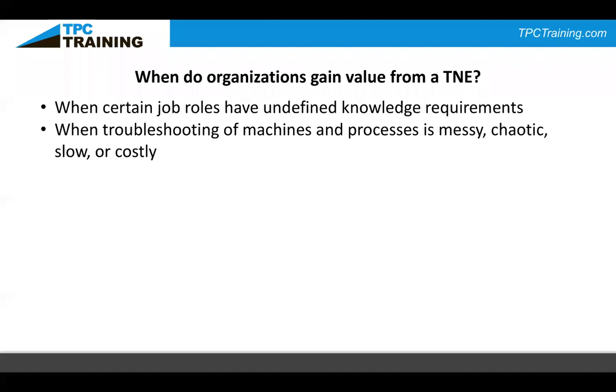Here's another scenario to consider. When troubleshooting machines and processes, let's say you're in a manufacturing plant or some sort of production environment, when those machines go down, that process is messy, chaotic, you're not really sure who's in charge of what or who's going to be able to fix it. It's slow, or it's very costly to troubleshoot machines. I've heard many a time where companies are calling subject matter experts on that machine from across the world, maybe people from entire other countries who are the only ones who know how to fix these machines, and you can imagine how costly that gets very quickly.